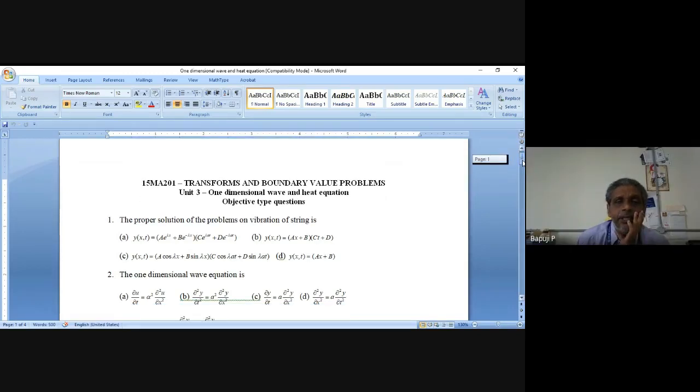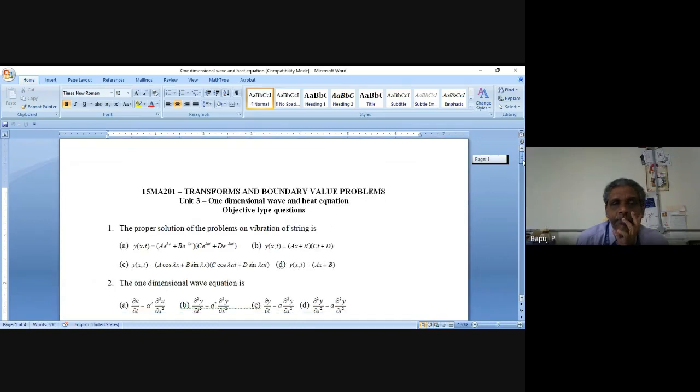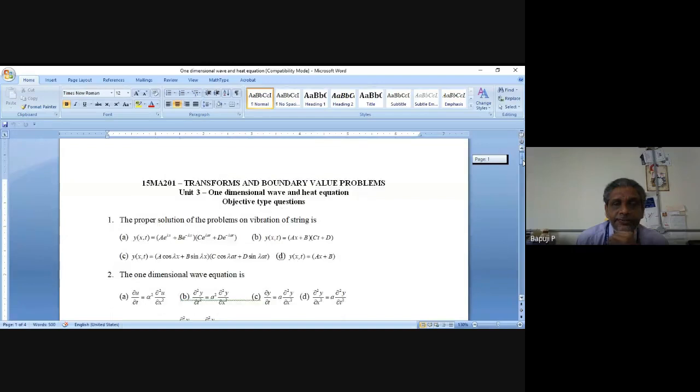Tell me the proper solution of the problem of vibrating string. Among these four, which is the correct answer? A is y of x comma t, a to the power of kx, b to the power of minus kx something. Second is ax plus b, ct plus d. Third one is a cos lambda x.